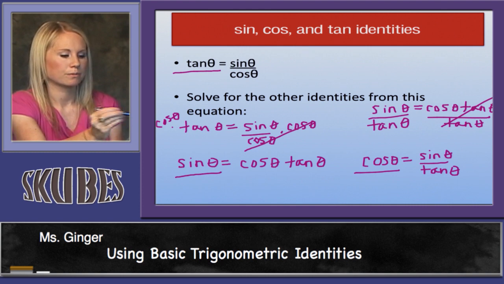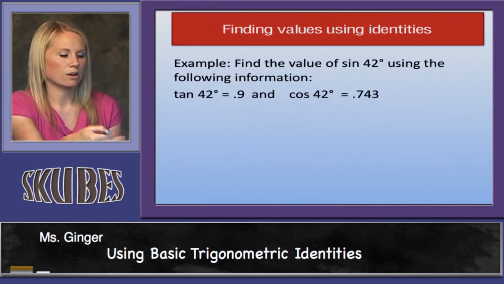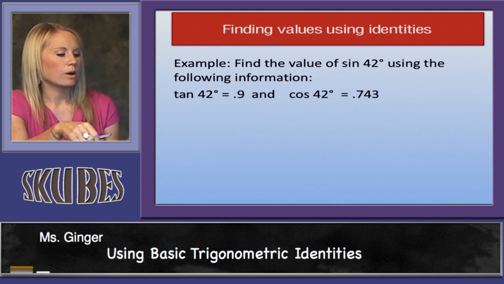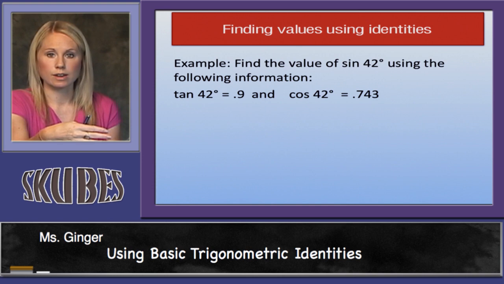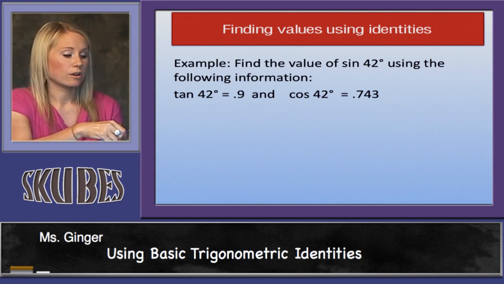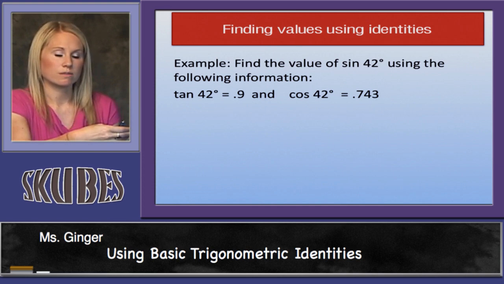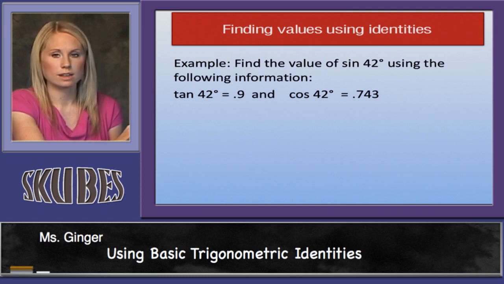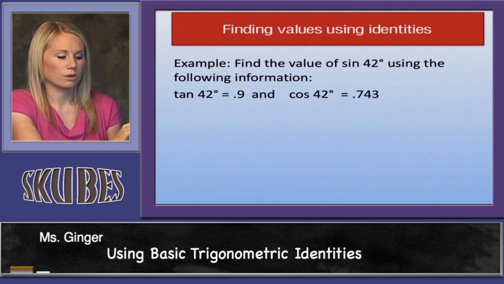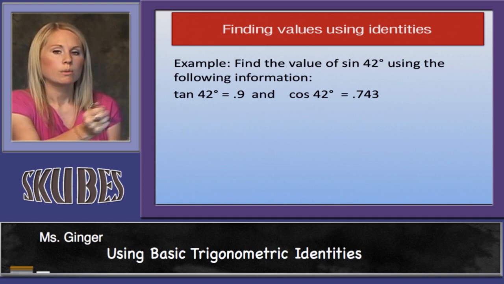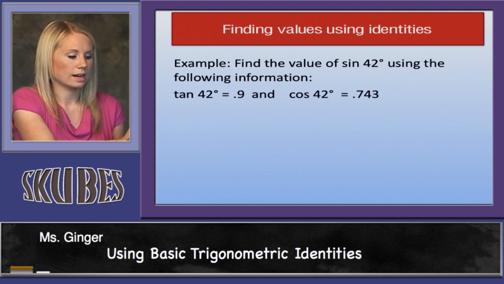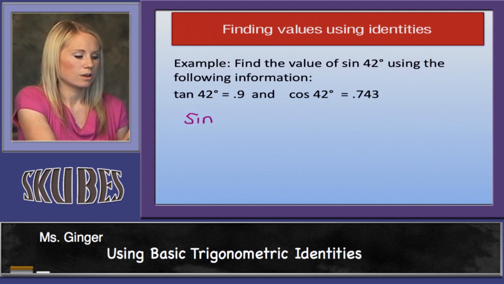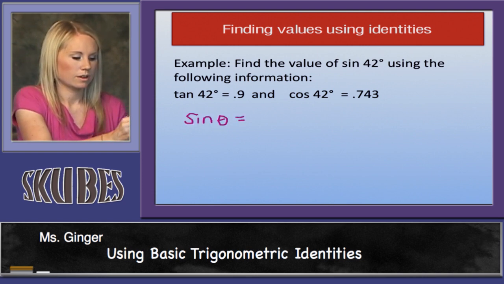So now, how can we use those to calculate and solve problems? One example is if we need to find the sine of a value and we are given the other two functions of that value, so the tan and cosine of that same angle. We can use our identities to calculate the value. Remember our sine form of the identity: sine theta equals cosine theta times tan theta.